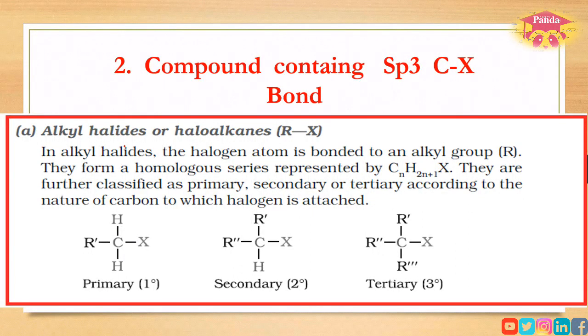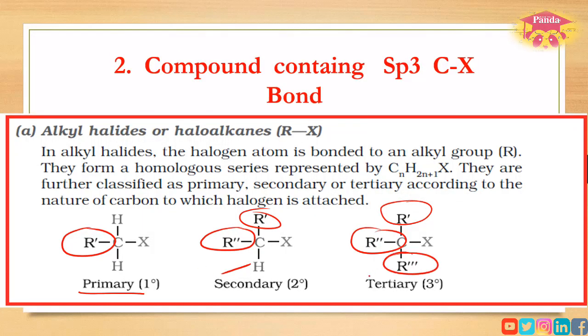First one is alkyl halide. Alkyl halides form a homologous series represented by CnH2n+1 X, and we can further classify them into three parts. These are primary, secondary and tertiary haloalkanes. We classify them on the basis of R, where R means alkyl radical. If it has only one, it is known as primary haloalkane. If it has two alkyl radicals, it is known as secondary haloalkane, and if it has three, it is known as tertiary haloalkane.